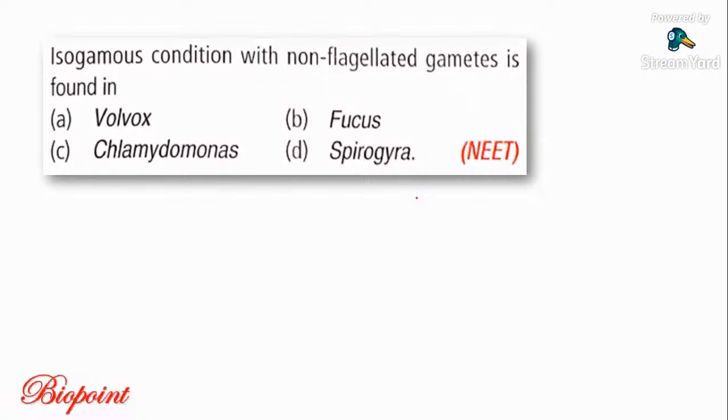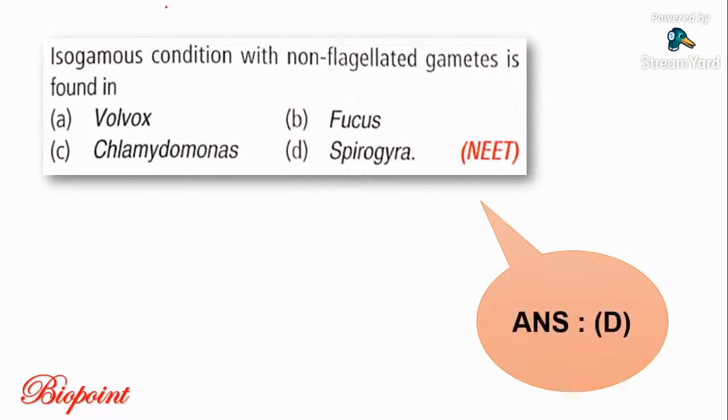The correct answer for the question is option D, Spirogyra. So you have to check this, very important. Isogamous condition with non-flagellated gametes is observed in Spirogyra. This is there in your Plant Kingdom NCERT second page.